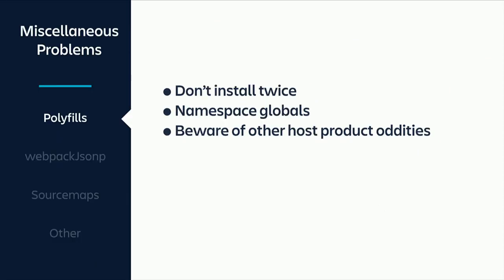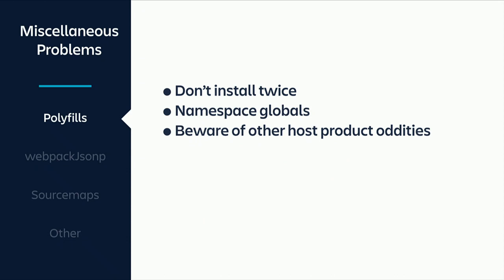Other issues you might encounter: polyfills. The first issue is don't install twice. Certain host apps, such as Confluence, automatically include Babel polyfills in certain more recent versions. You need to make sure you don't try to reinstall it twice. And if you find it's installed, then don't install it again and hope that the base version of the polyfill that's included is sufficient for your needs. Be careful of globals you may create as well, because those have to be scoped to your app, and be particularly careful about third-party libraries and applications that may create globals without you knowing about them.